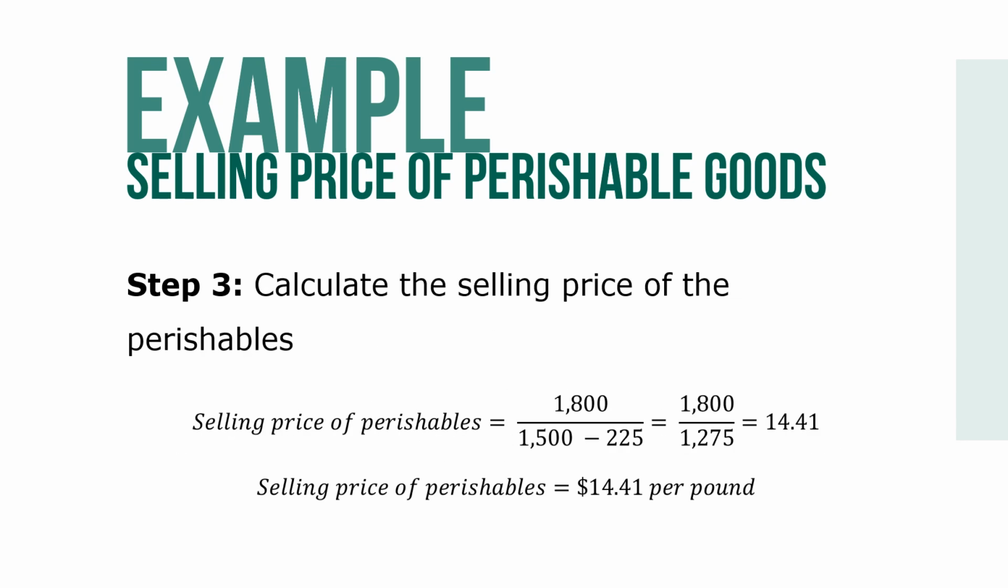Step 3. Calculate the selling price of perishables. The selling price of perishables in this case equals 1,800 over 1,500 minus 225, or 1,800 over 1,275, for a total of $14.14 per pound in terms of selling price of perishables.